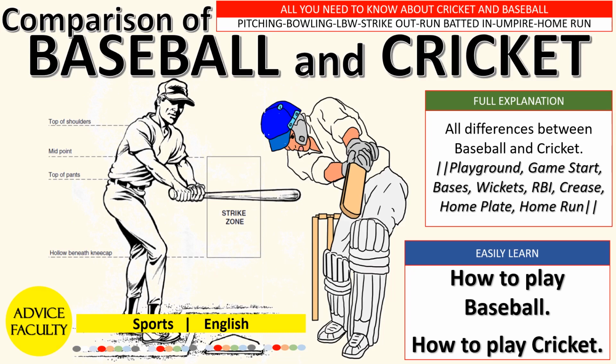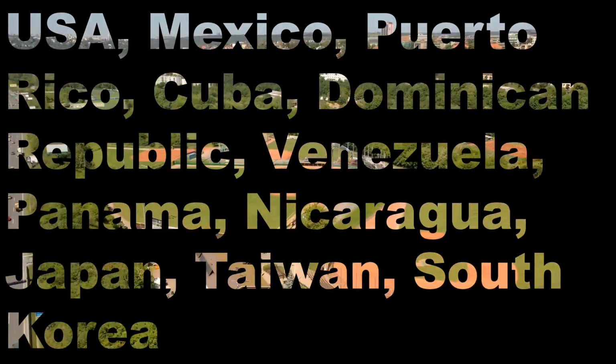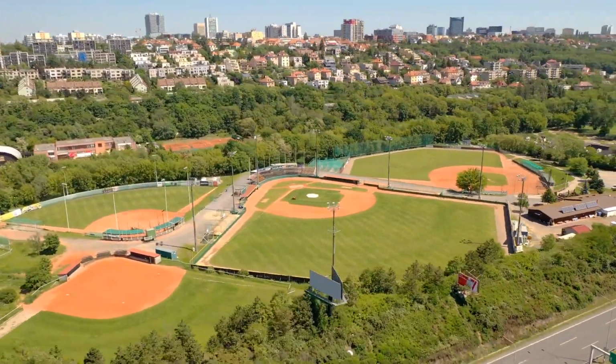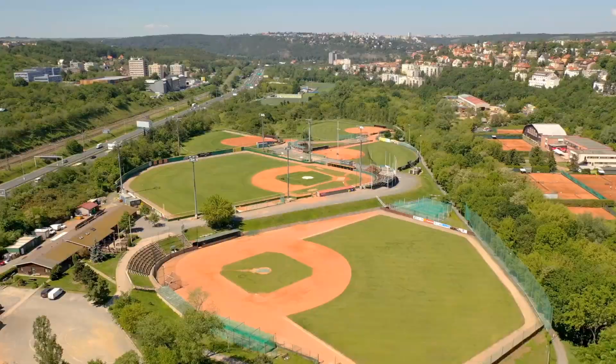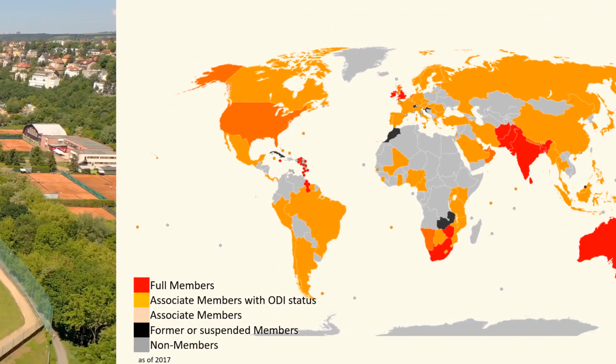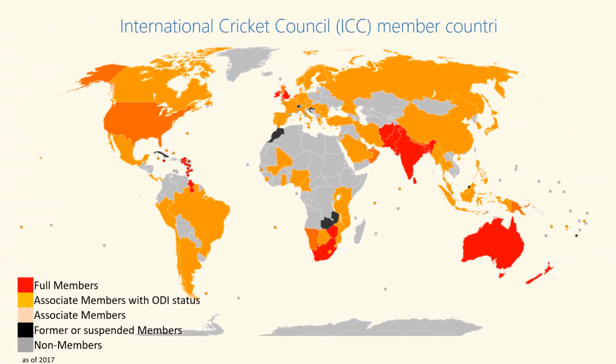Hello friends, in this video we shall compare and contrast two great games of bat and ball called baseball and cricket. Baseball has been around since 1744. It is played in many countries including USA, Mexico, Puerto Rico, Cuba, Japan, Taiwan and Korea. Cricket is popular in all continents. Important countries which are members of International Cricket Council include Australia, England, India, South Africa and others.